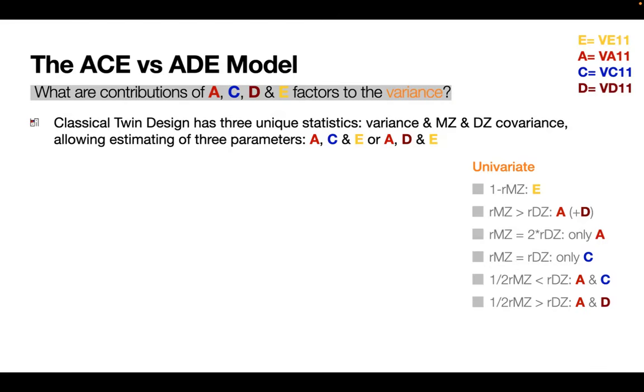So that leads us to the fact that models with all 4 sources of variance aren't identified, as the classical twin design only includes 3 unique statistics: the total variance, as well as the MZ and the DZ covariance. So it allows us to only estimate 3 parameters simultaneously. And so typically that would be A, C, and E, or A, D, and E, as C and D are confounded, given they have opposite expectations.